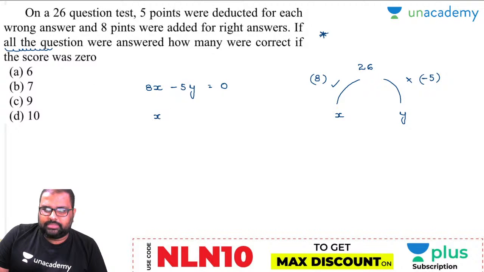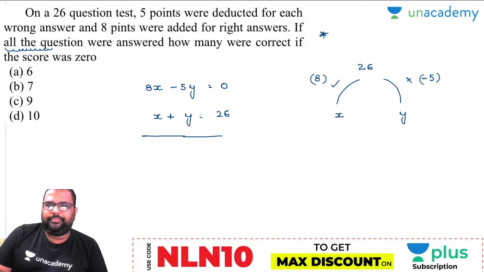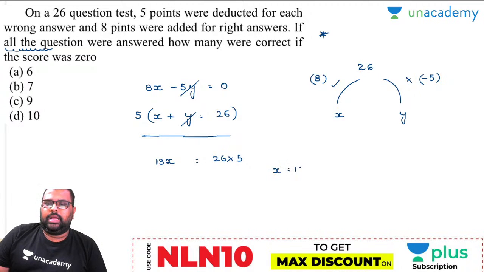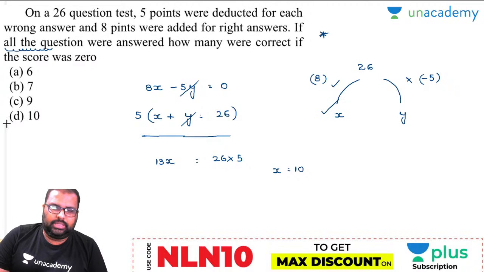Now, look, x plus y is equal to 26. Am I right or wrong? Now you can solve these two equations. I will multiply this equation with 5, and then 8 plus 5 is 13x. Now 5y will get cancelled. 26 into 5, and your x value will be how much? 10. Your correct answers will be 10, and this is your answer.